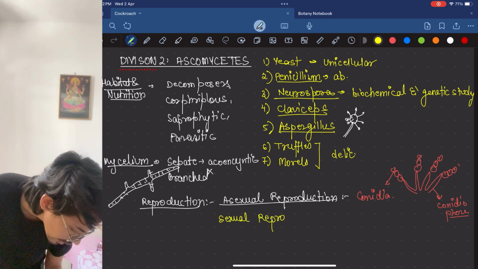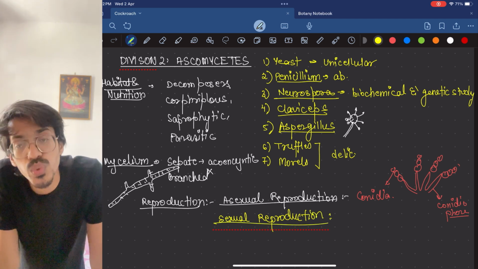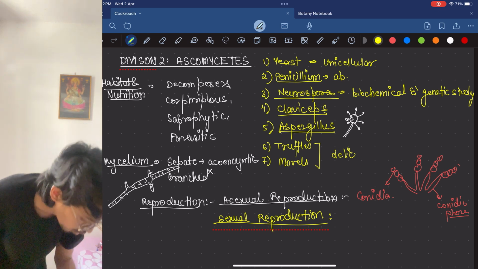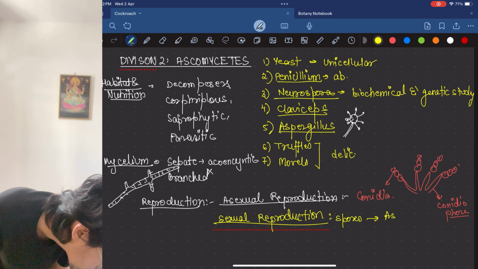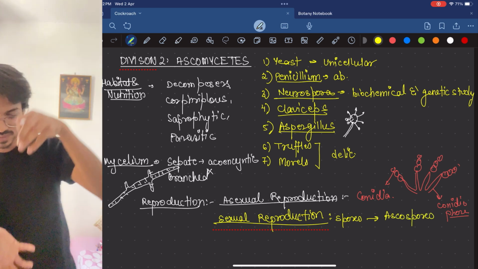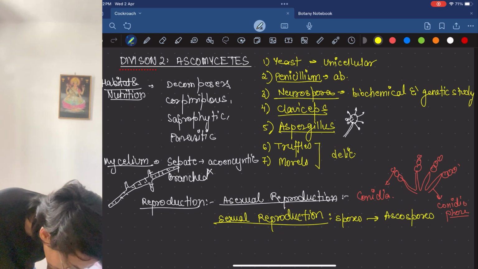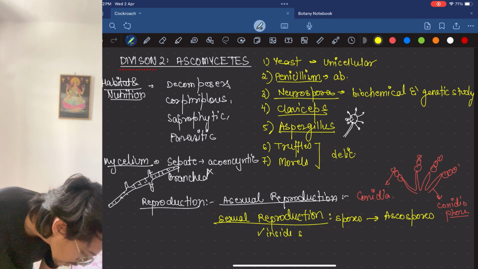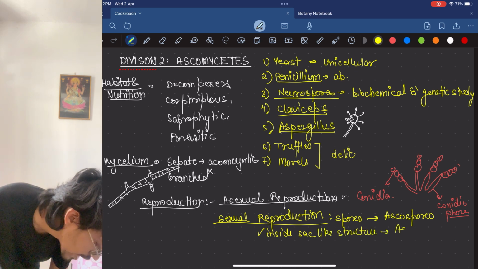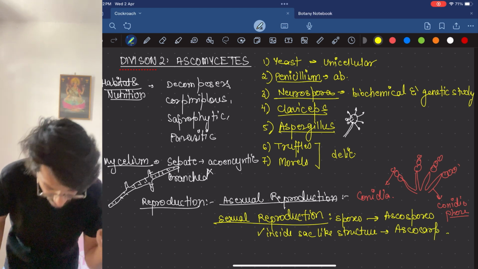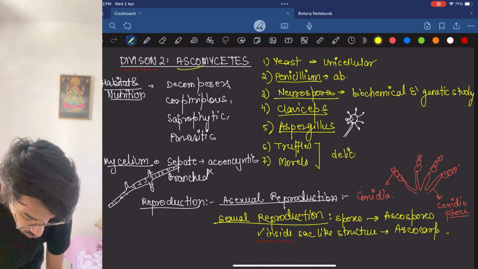Now in sexual reproduction, the first thing that you will remember is that they will produce spores called ascospores. They will be present inside a sac-like structure called the ascocarp. This also you have to remember. Plus, this is a sac-like structure. Ascomycetes are also called sac fungi.